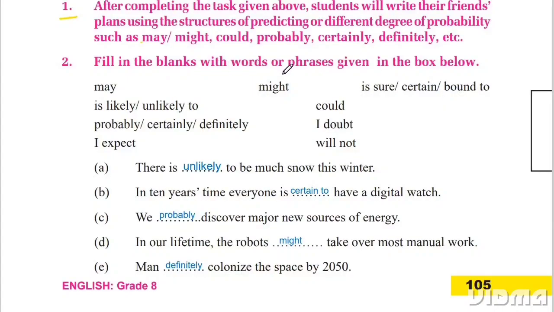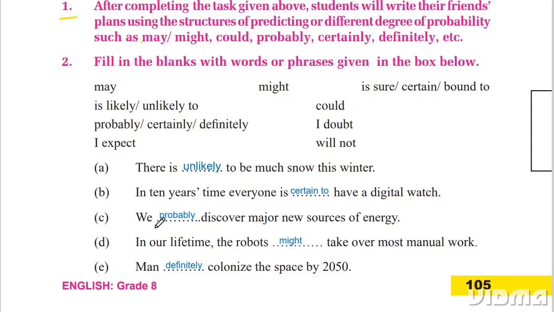Fill in the blanks with words or phrases given in the box below. A. There is unlikely to be much snow in winter. Unlikely means there is no surety to be much snow this winter. B. In 10 years time, everyone is certain to have a digital watch. In the place of certain, you can write sure to have a digital watch, or certain to have a digital watch, or bound to have a digital watch.